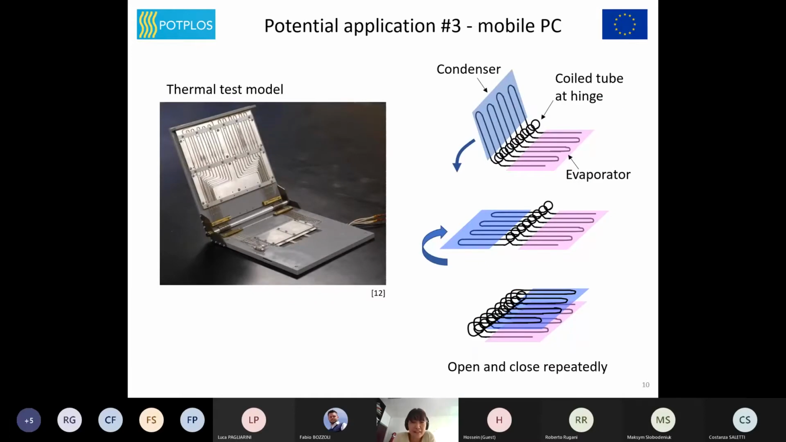The third is an interesting example that takes advantage of PHP's flexibility. This is a thermal test model of a mobile PC with PHP built in. An evaporator is placed under the keyboard where heat-generating parts are located, and the condenser is placed over the entire display. The tubes between them are coiled at the hinge so that the PC can be opened and closed repeatedly.